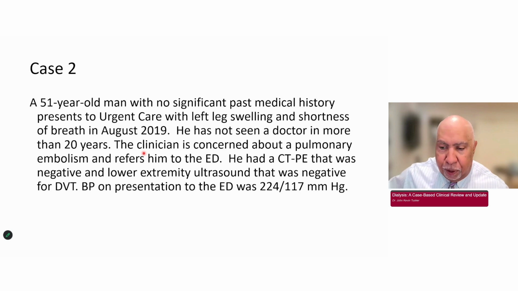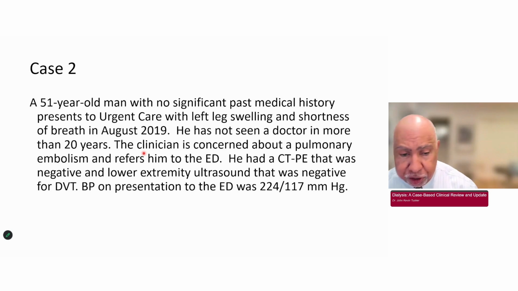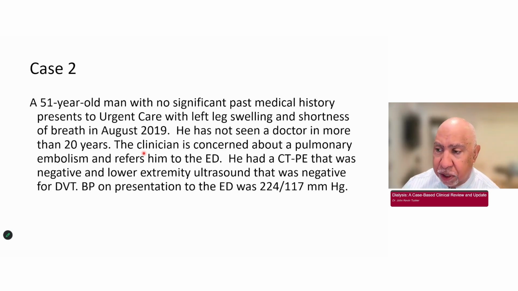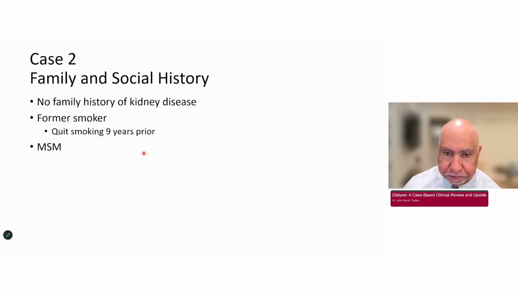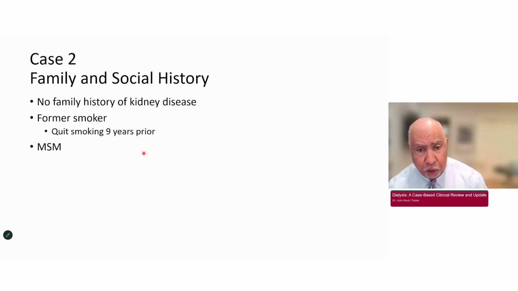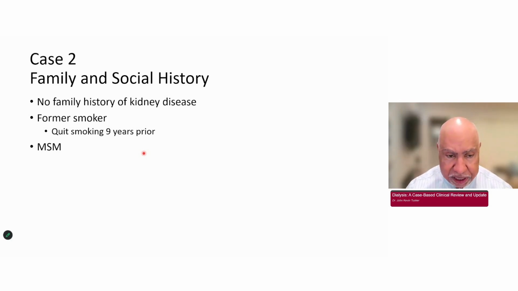He had a CT for pulmonary embolism that was negative and lower extremity ultrasound that was negative for DVT. His blood pressure on presentation to the ED was 224/117. His family and social history is notable for no family history of kidney disease. He is a former smoker, but he quit smoking about 9 years prior. And he's a man who has sex with men.